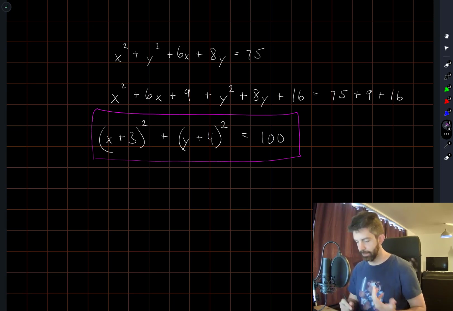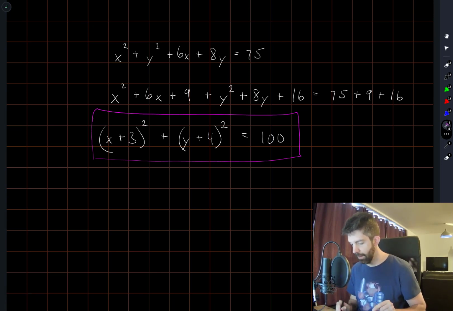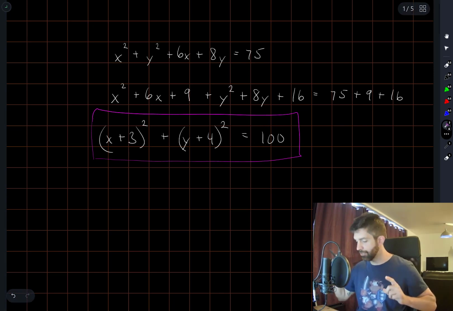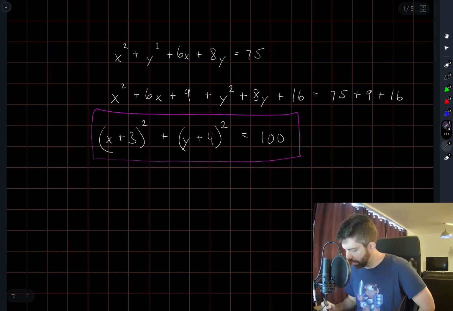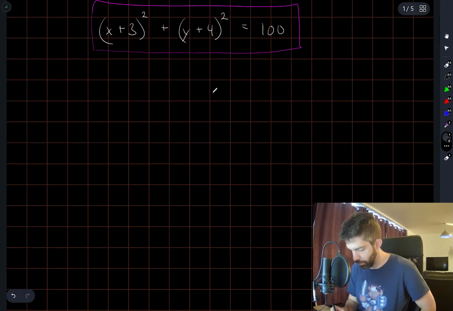So in fact, the point -3, -4 is at a distance of 5 from the origin. And if the radius of our circle is 10, then our circle is large enough that it actually contains the origin. Drawing a picture here might be the best way to try and figure out what our answer is.